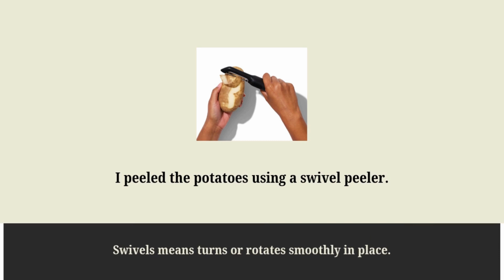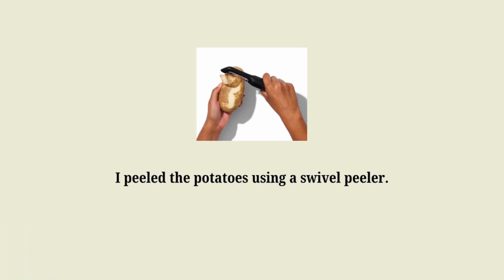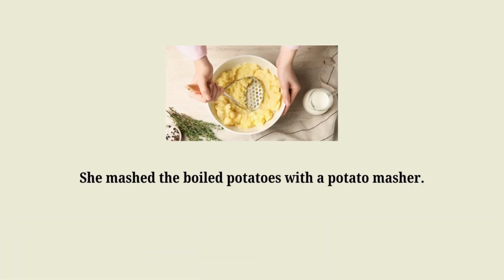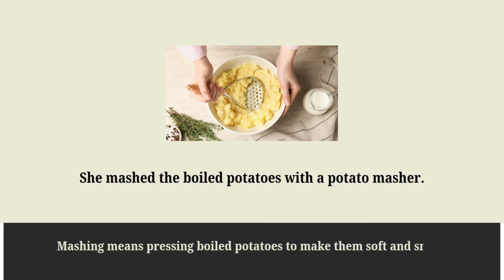Swivels means turns or rotates smoothly in place. So, a swivel peeler is a peeler with a blade that moves or turns slightly to follow the shape of the vegetable easily. She mashed the boiled potatoes with a potato masher. Mashing means pressing boiled potatoes to make them soft and smooth.